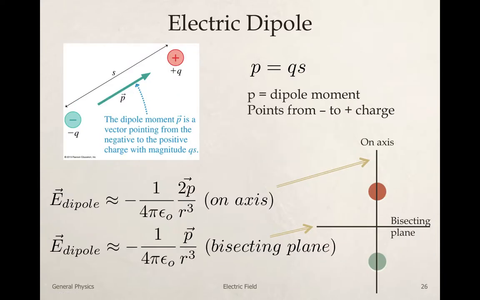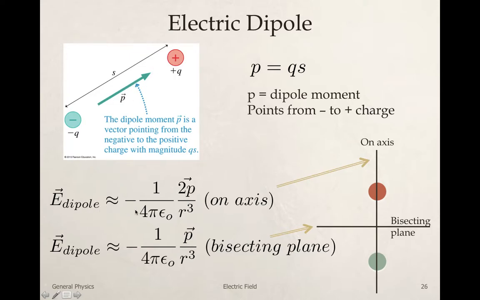So here is an equation for calculating the electric dipole. The dipole moment is given by the variable p, and p is equal to q times s, where s is the distance between the charges. Notice that p is a vector, and the way I determine its direction is that p points from the negative charge to the positive charge.